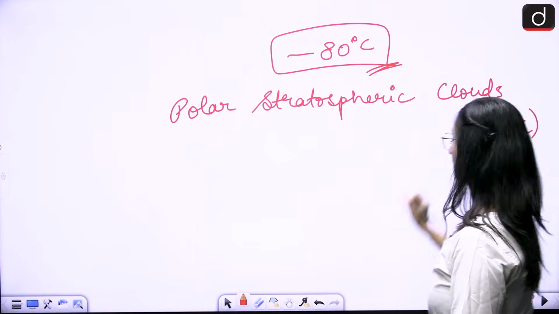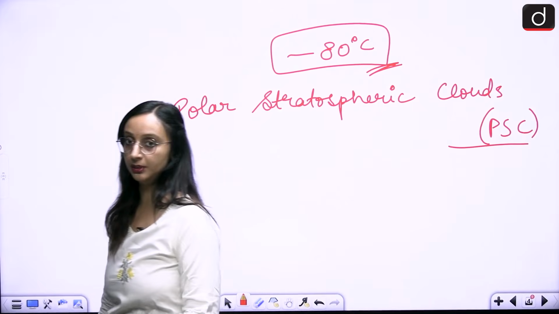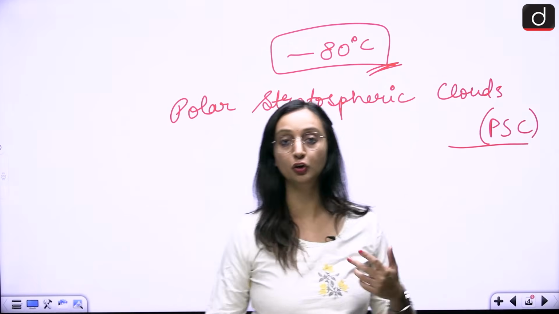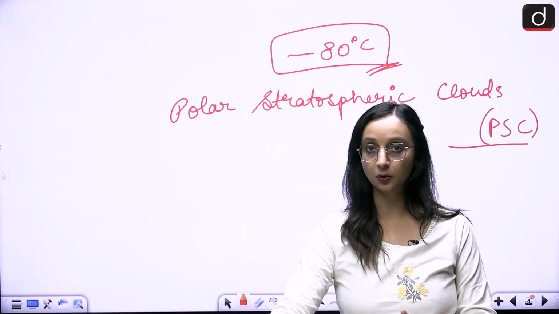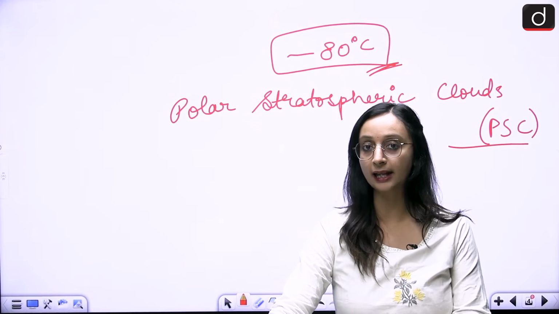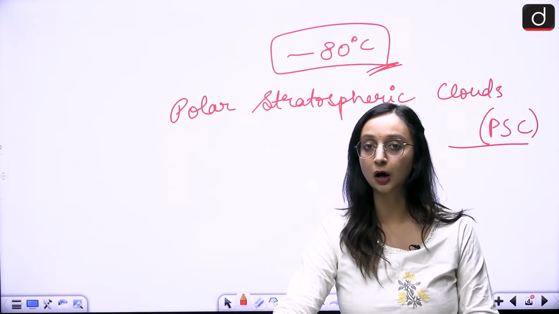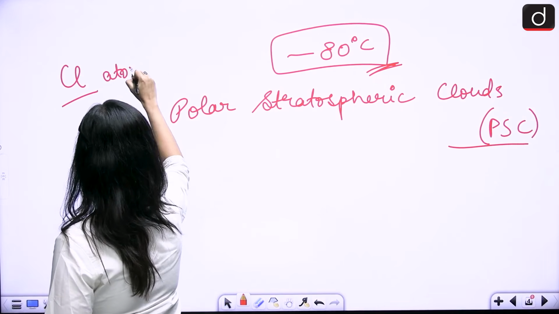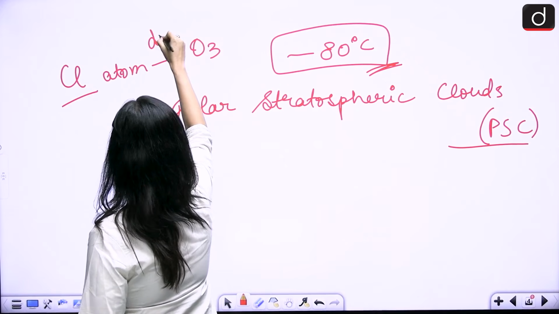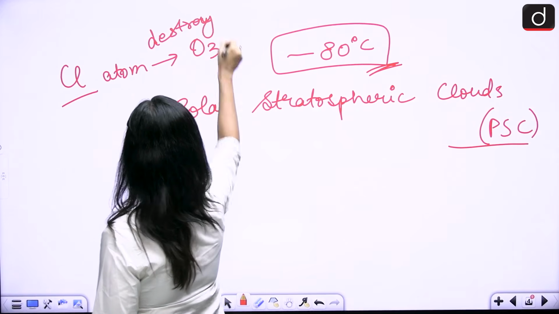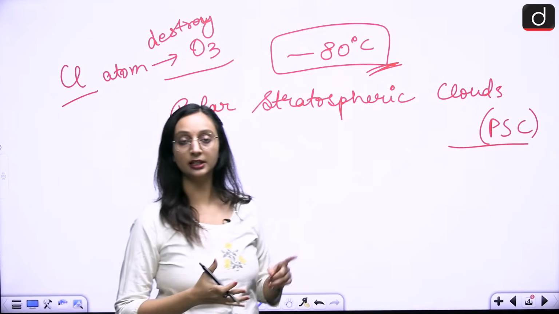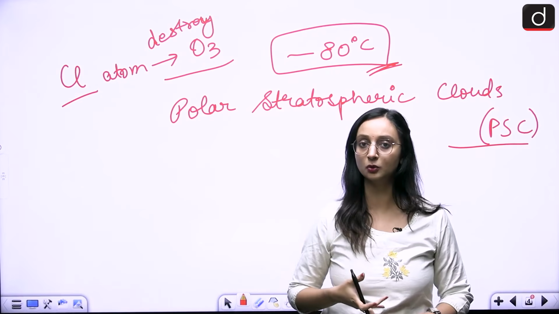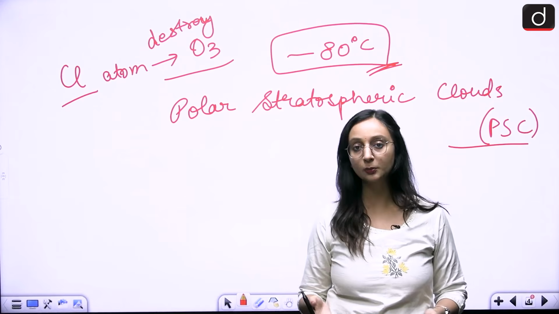Polar stratospheric clouds. Now, ozone layer depletion is happening mostly due to human activities, like the release of CFCs or chlorofluorocarbons. These chlorofluorocarbons contain chlorine, and one chlorine atom is responsible for the destruction of thousands of ozone molecules. So the problem is the chlorine atom. This chlorine atom can destroy our O3 molecules. CFC is mostly released from air conditioners, aerosols and sprays, refrigerators, etc. So all human-induced reasons.